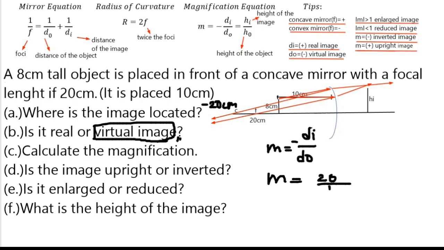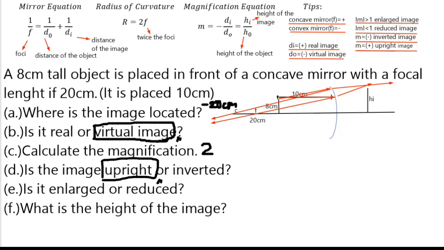Now let's calculate the magnification. So we got positive 2 as our magnification. Is the image upright or inverted? As we can see, our magnification is positive, therefore it's upright. And we can also see it in the diagram. It passed through the concave mirror, meaning it is upright. We can also see if it is enlarged or reduced. It is enlarged.